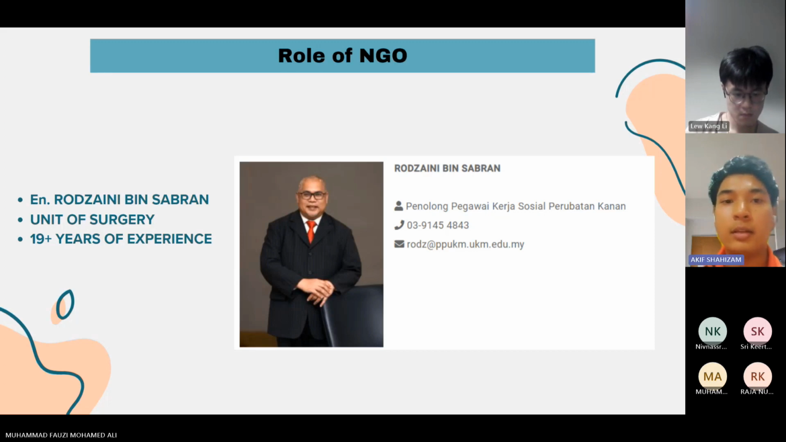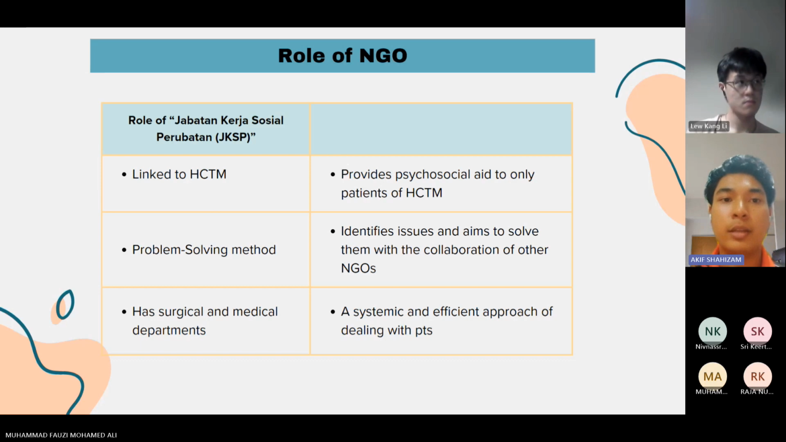Right. So when we entered JKSP, we met with this pegawai, or this staff, and his name is Rozaini bin Sabran. He is part of the unit of surgery in Jabatan Kerja Sosial Perubatan, and he has 19 years of experience in this field. So this is him.